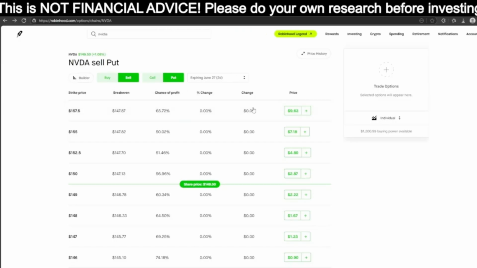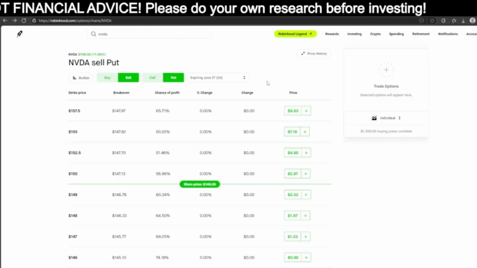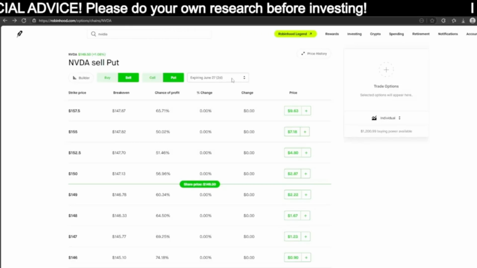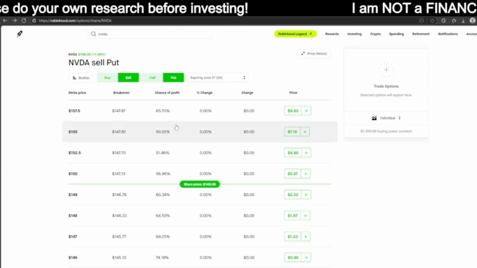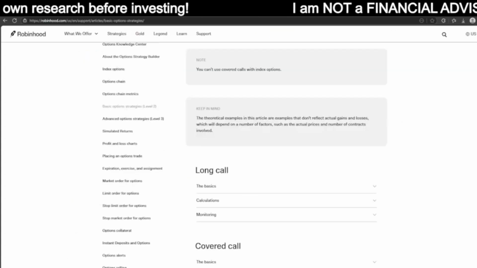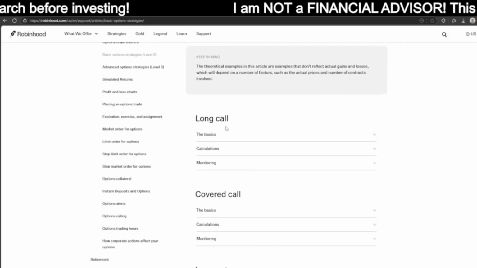And you can change this, I believe, as well. I don't know how to do it on here, but I believe on the app for Robinhood, you can actually change up all these columns here. It's pretty cool. Okay. Let's go into Robinhood's first one here, which is called the long call.